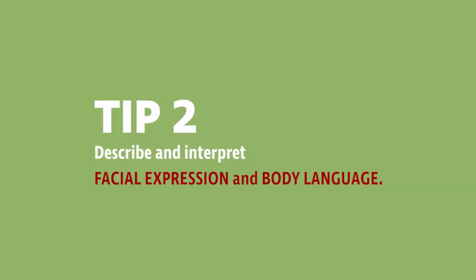Tip number 2, describe and interpret facial expression and body language. For example, as already mentioned, his eyes are closed, probably to block out what's going on around him so that he can concentrate on his breathing. His facial expression looks very calm and focused. He also seems to be a confident person. The way he's sitting there with his upper body straight, shoulders back, and his head held up indicates confidence.